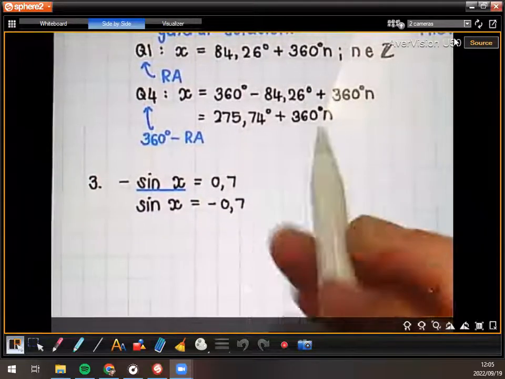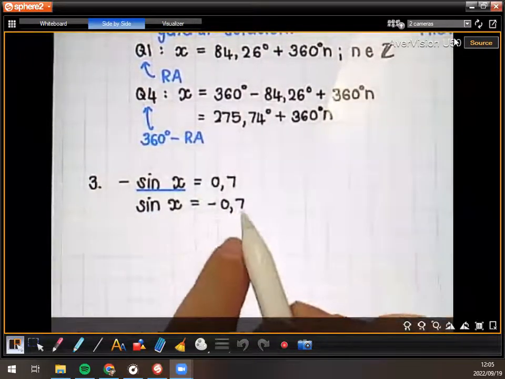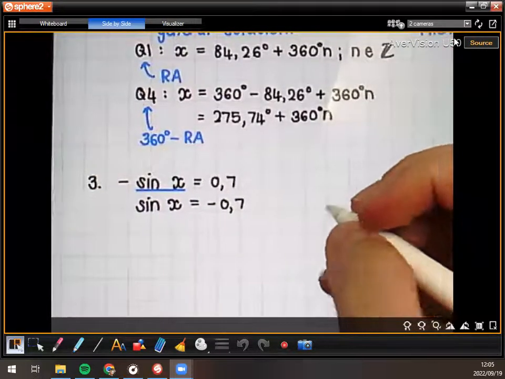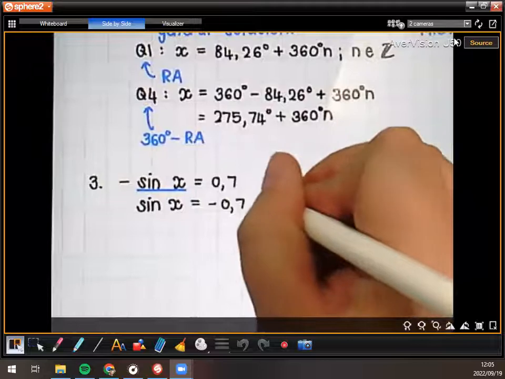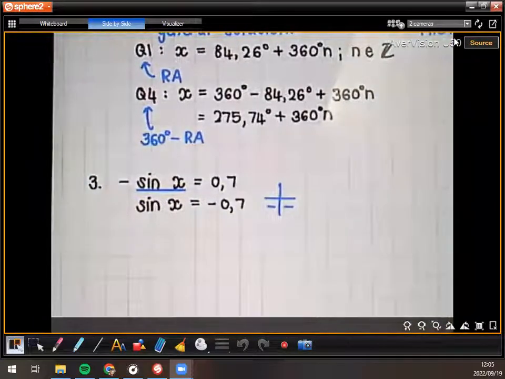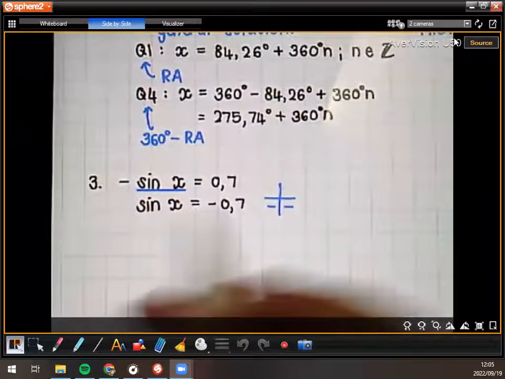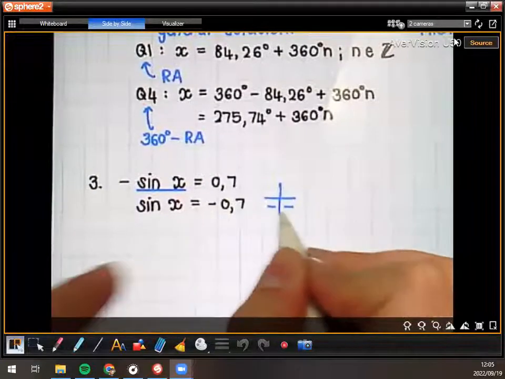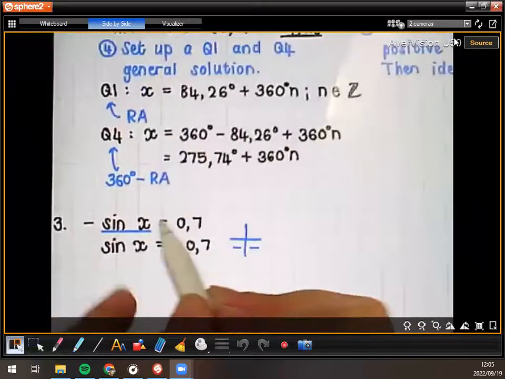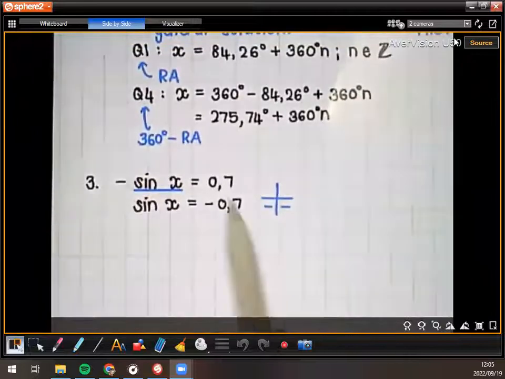Now guys, what I want you to notice here is that it's negative sine. Where is sine negative? In which quadrants? In quadrants 3 and 4. So that is how we take the minus into consideration. We're going to work in the quadrants where sine x is negative, so we're going to have a quadrant 3 solution and a quadrant 4 solution.